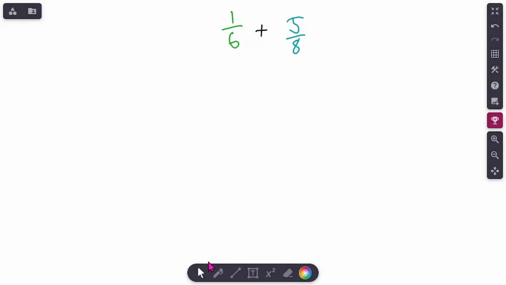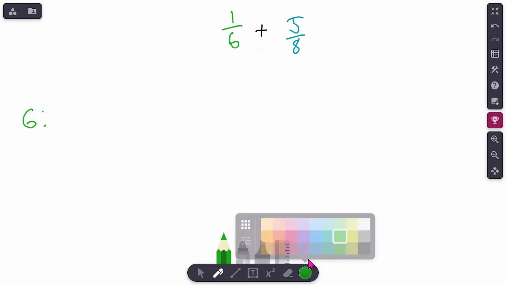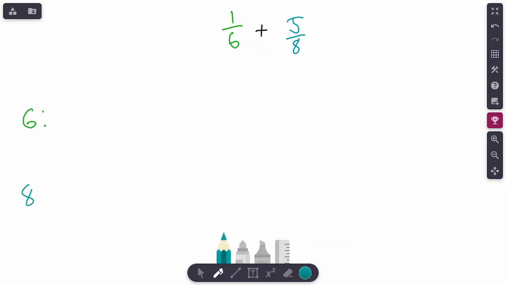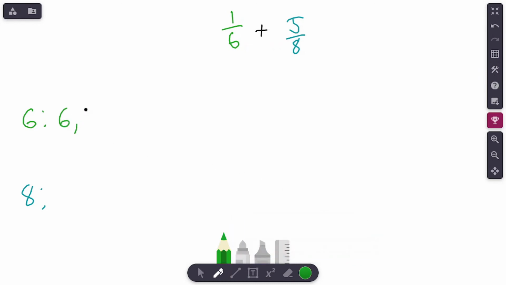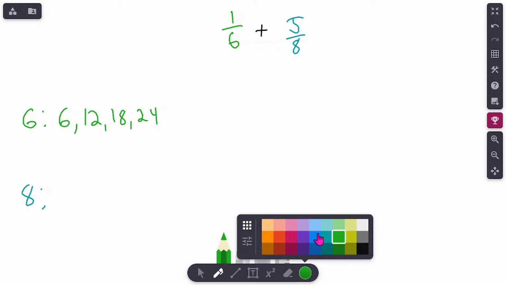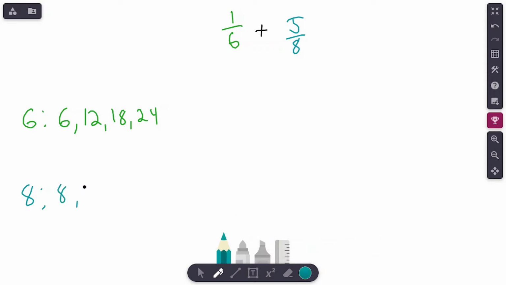Second problem we have is 1/6 plus 5/8. And I'm looking at the denominators, and they are different. So because they are not the same, we need to find common denominators. So let's do it. Let's see if I can go mistake-free on this one, since I made a mistake on the last one. So we've got 6, 12, 18, 24. Again, I'm listing out the multiples of each denominator. 8, 16, 24, 32.